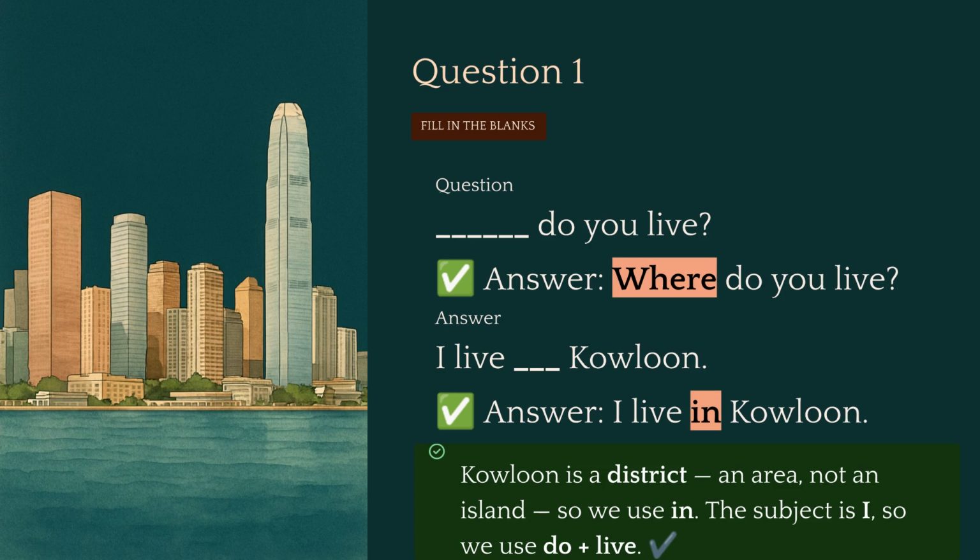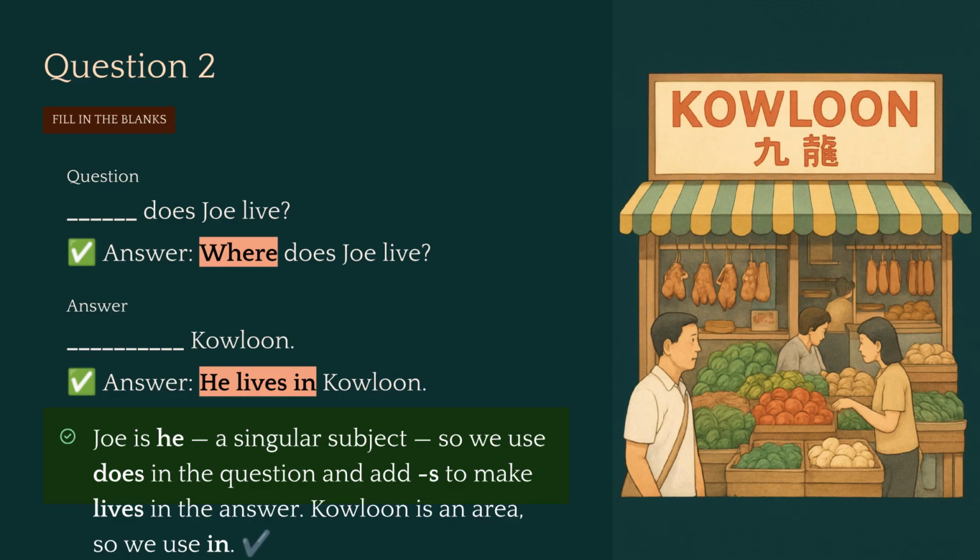Question: where do you live? Answer: I live in Kowloon. Kowloon is a district, an area, so we use in. The subject is I, so we say live. Question 2. Fill in the blanks. Question: where does Joe live? Answer: he lives in Kowloon. Joe is he, so we use does in the question and lives in the answer. Kowloon is an area, so we use in.